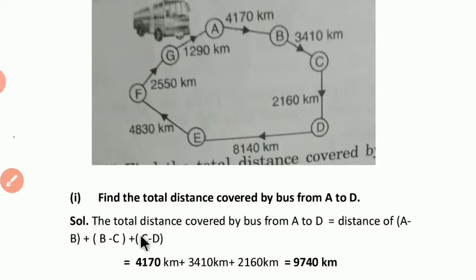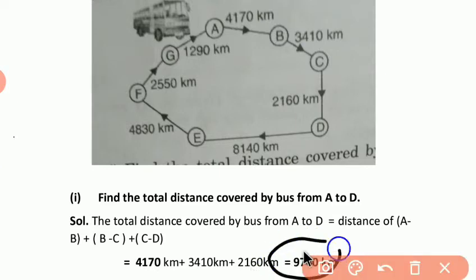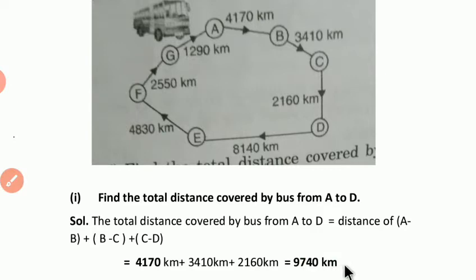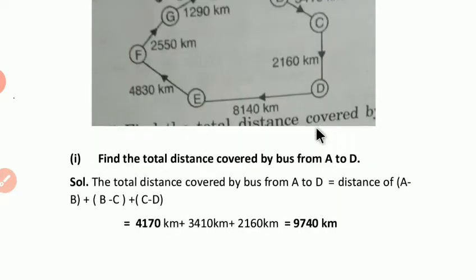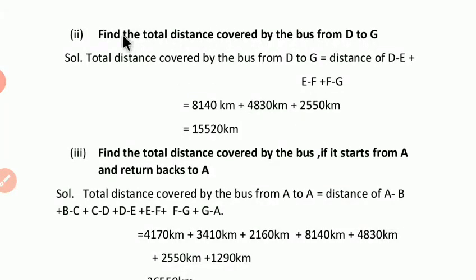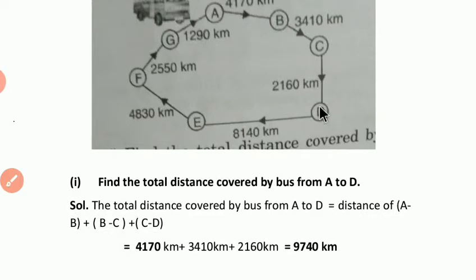Here we have to write this one. The last one, C to D, is given as 2,160 km. After this we have to add all three distances. If we add these, we get 9,740 km. So this is the total distance covered by the bus from A till D. Now the second one. Find the total distance covered by the bus from D to G. D to G means first it goes from D to E, then E to F, then F to G.